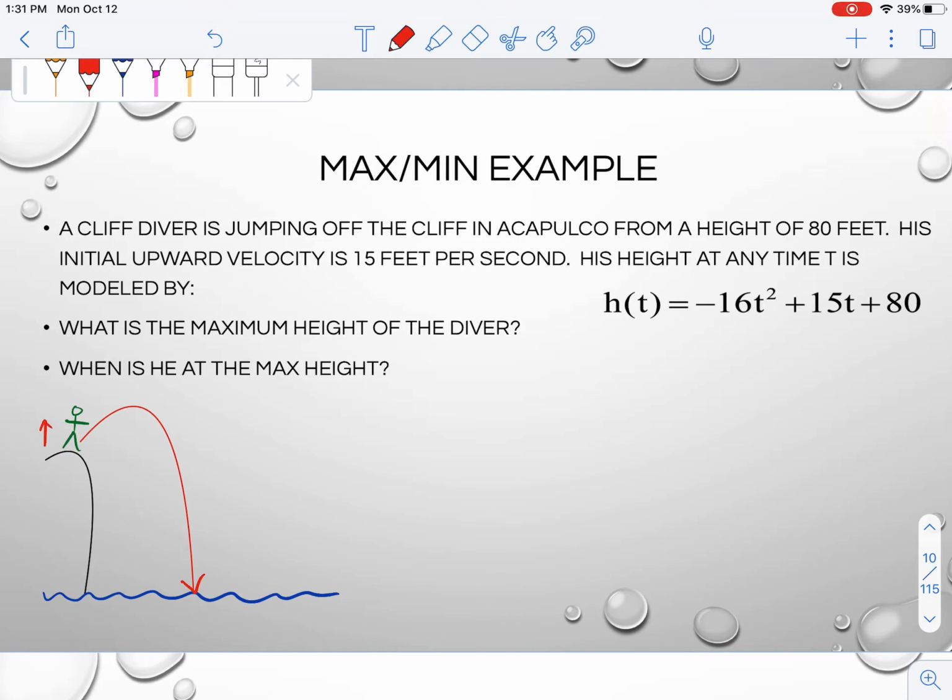His initial vertical velocity is 15 feet per second. The downward acceleration due to gravity is negative 16 feet per second squared. If we're dealing in terms of meters, it's going to end up being negative 9.8 meters per second squared. And he is 80 feet above the water.